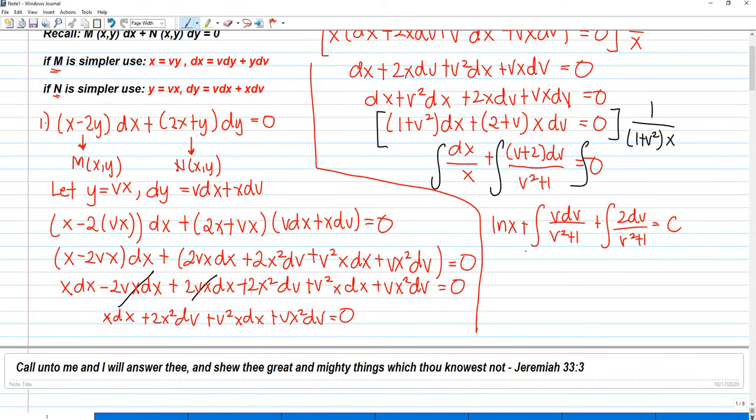So now, what are we going to do? To integrate this, we have to let u equal v squared plus 1. Why? Because we have v dv available on the numerator, so we can use the u substitution. So we have du equals 2v dv. Isolate v dv so that we can perform u substitution. We have du over 2 equals v dv.